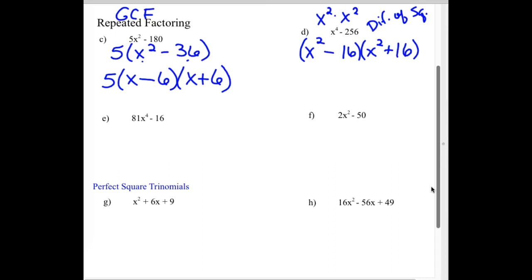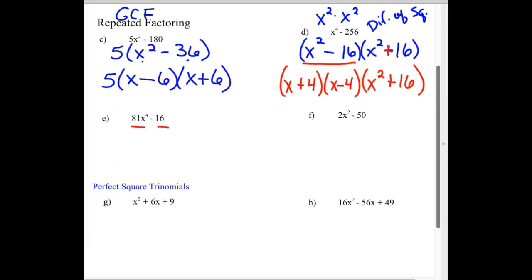Now, what's different about this one, because it had that higher power, I actually can keep going. This part right here is another difference of squares. I can factor that down into x plus 4 and x minus 4. Because of the positive here, I can't break that one down anymore. It just is going to stay as x squared plus 16. All right, go ahead and pause the video and try the next two, and then turn it back on and check your work.